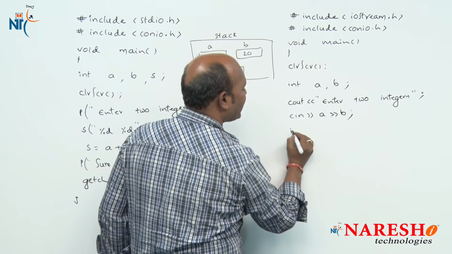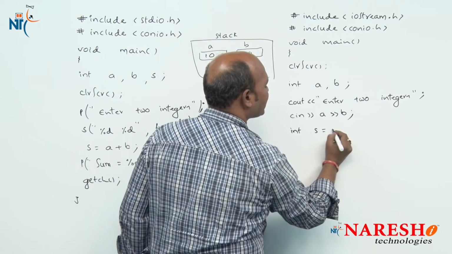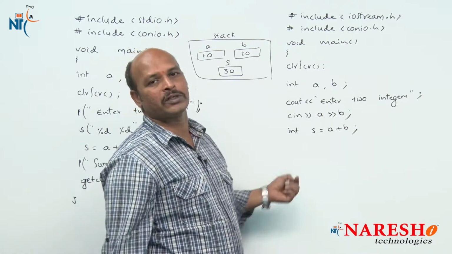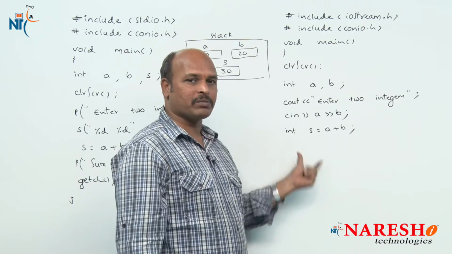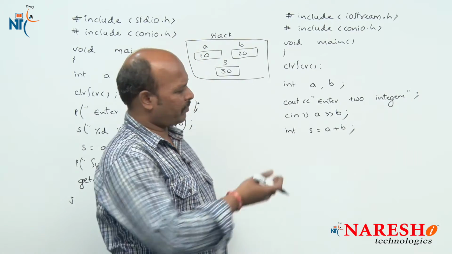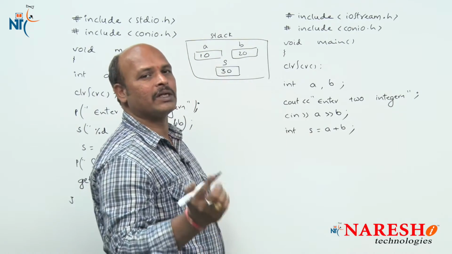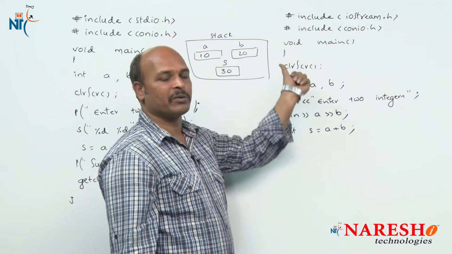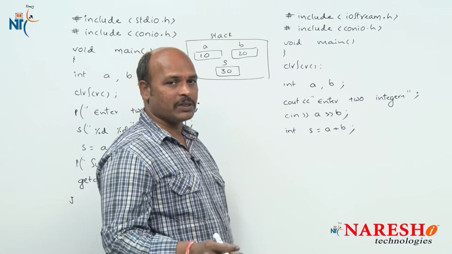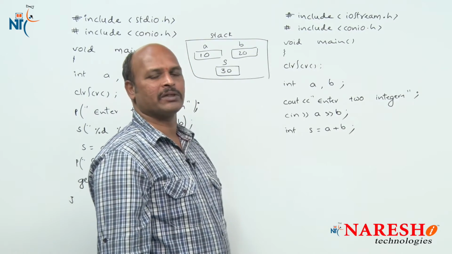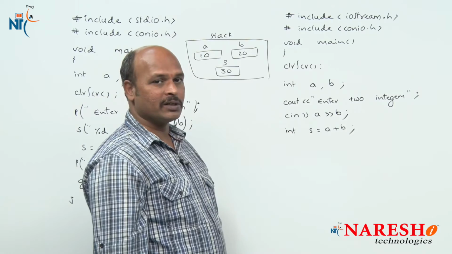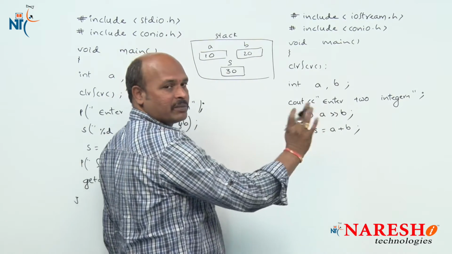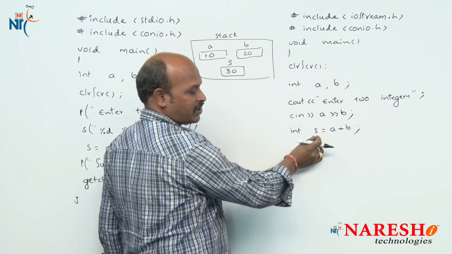Later, int sum means int s equal to a plus b. Now watch this, just before we discussed that in C++ we can declare the variable at any place of the program. That is why I have declared int s in the middle of the program. Okay, in C++ we can declare the variables at any place of the program. Next, int s equal to a plus b. Now the sum is going to be stored in s.